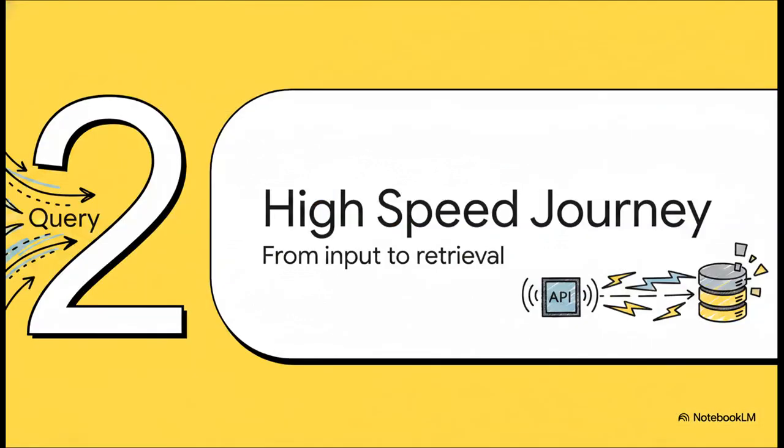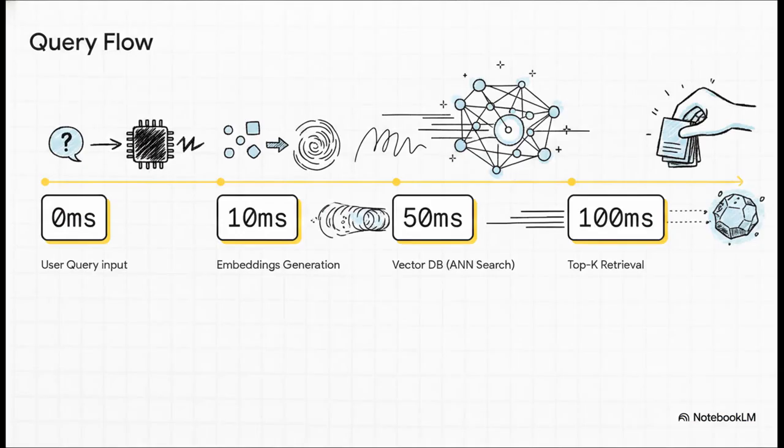Moving on to Section 2, the query's high-speed journey, from input to retrieval. So now that we've got the right mental model, let's actually follow a query, like summarize Q3 travel expenses, from the exact moment it hits our API gateway. What's mind-blowing here is the sheer speed. We are operating strictly in the microsecond domain.